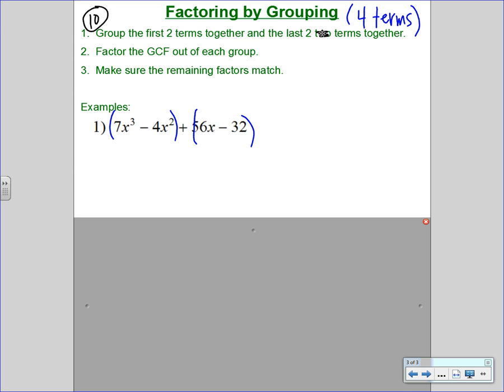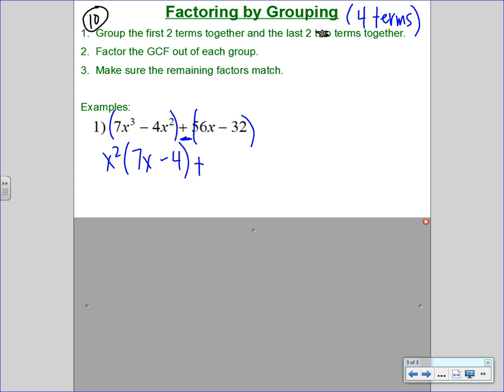Now, let's see if there's a greatest common factor out of each little group. So 7x cubed and negative 4x squared, what's the common factor? X squared. So if we factor out an x squared, what's left? 7x minus 4, right? And then since this sign right here is plus, we want to keep that plus.